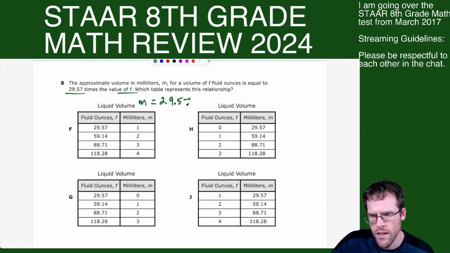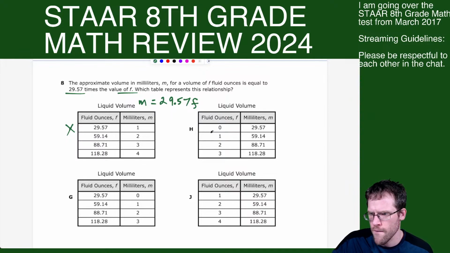Okay, so this is what I am thinking about here. Whatever f is, I multiply it by 29.57 to get m. So m should be the greater value here. See here, m is a bunch of small values. So that's how I know that f is out. Okay, m is 29.57 times greater than f.